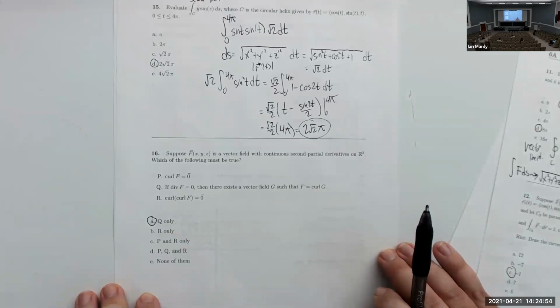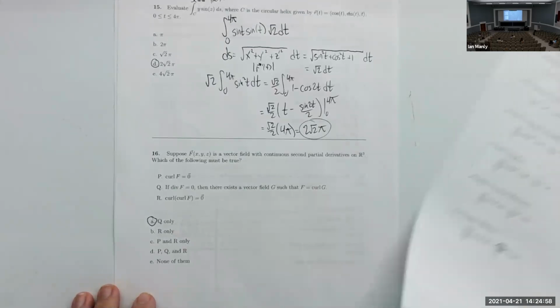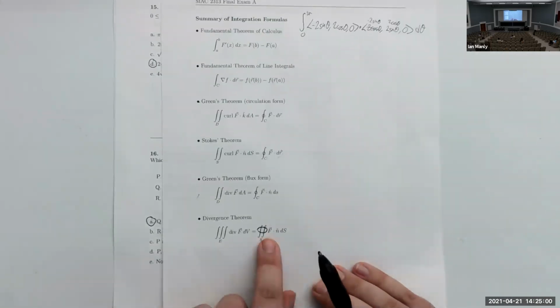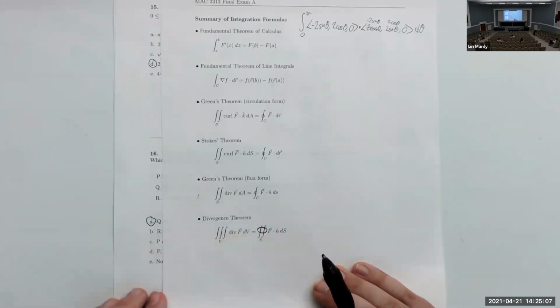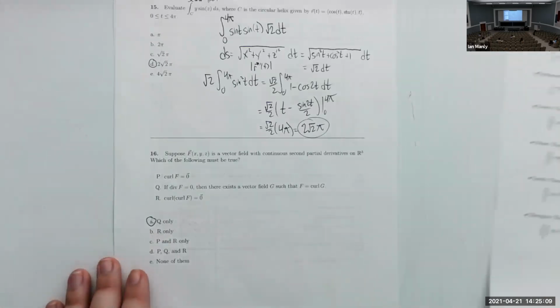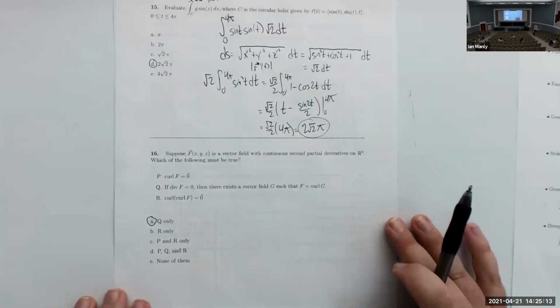Let's see here. Dr. Manley, when we use the divergence theorem, we would use it when we have some kind of closed surface integral that we think we can maybe make easier by turning it into a triple integral. So if you're doing the flux of something across a closed surface, that's a good time to use the divergence theorem.